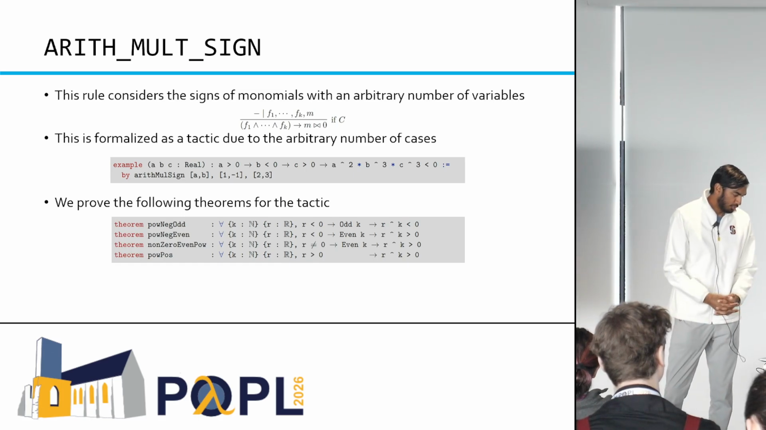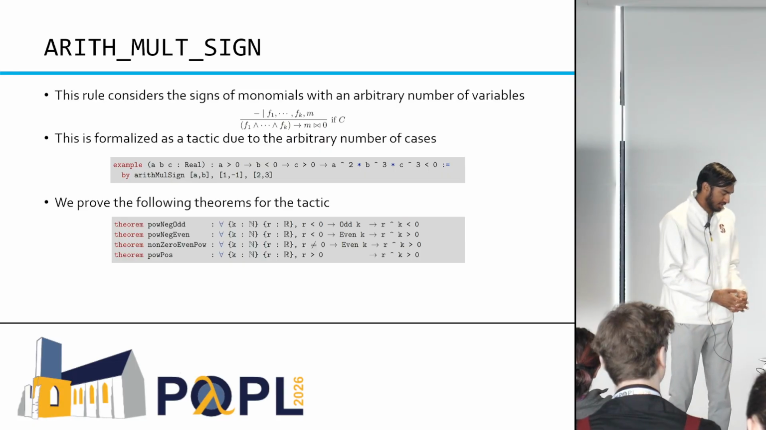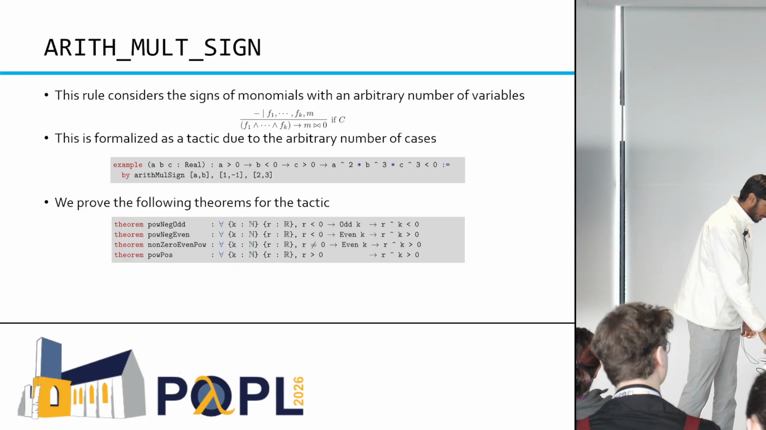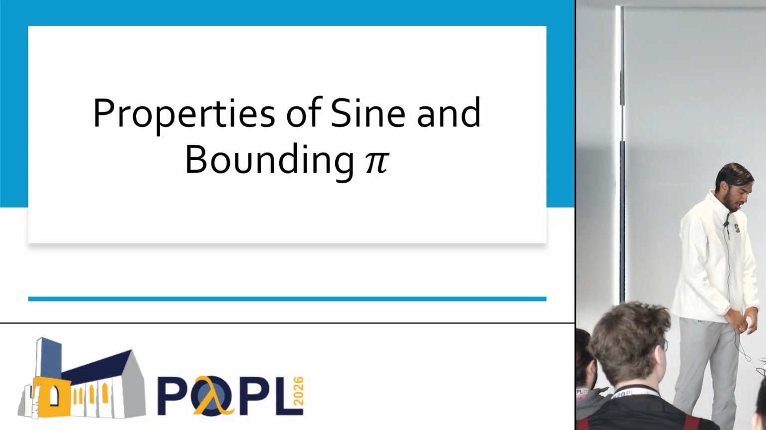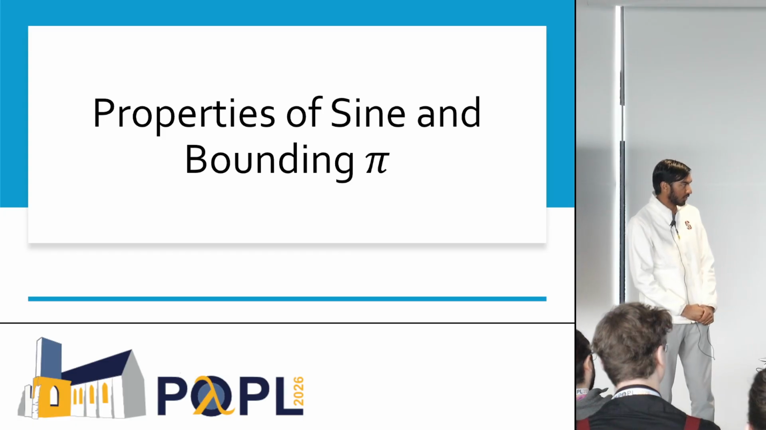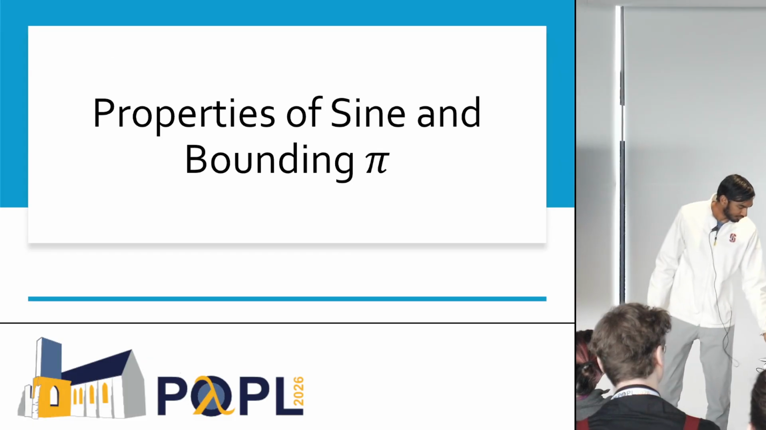Yeah, this is an example of a rule where instead of writing a theorem, we have a tactic that applies theorems iteratively. Cool. And now the second set of rules, which is about the properties of sine and bounding pi.